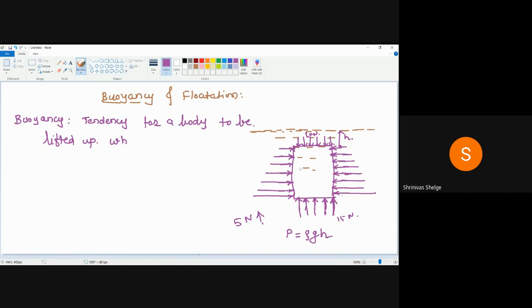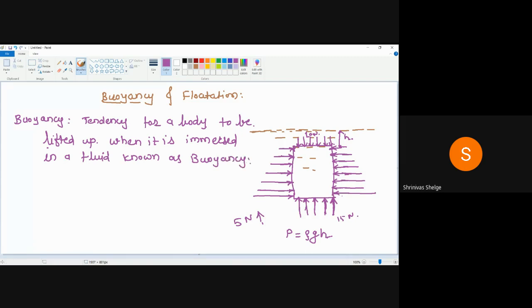And that tendency is nothing but what? Buoyancy. Correct. When it is immersed in a fluid, it is known as buoyancy. Correct. So this is what the buoyancy is.